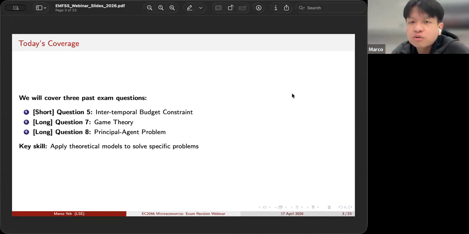Are you going to attempt 2025? Yes, I'm going to attempt 2025 May. Version B should be the past paper, but only for these 3 questions displayed on the slide.